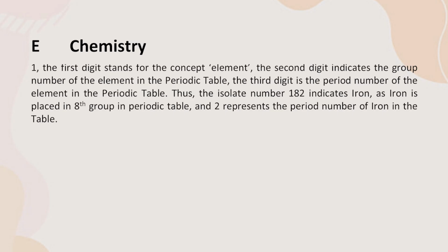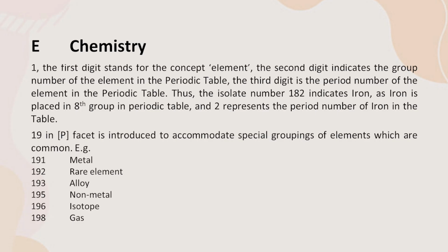Thus, the isolate number 182 indicates iron, as iron is placed in the 8th group in the periodic table, and 2 represents the period number of iron in the 8th group of the periodic table. 19 in the personality facet is introduced to accommodate special groupings of elements which are common, such as 191 metal, 192 rare element, 193 alloy, 195 non-metal, etc.